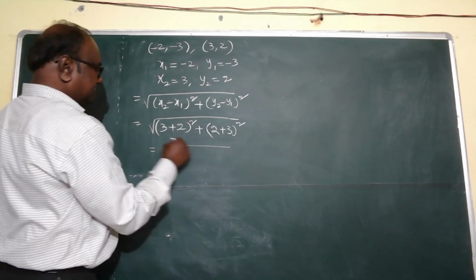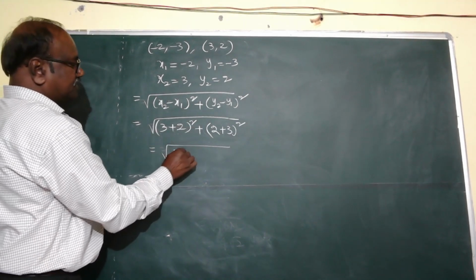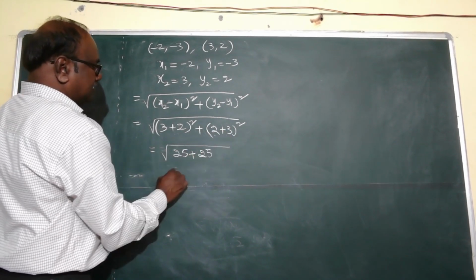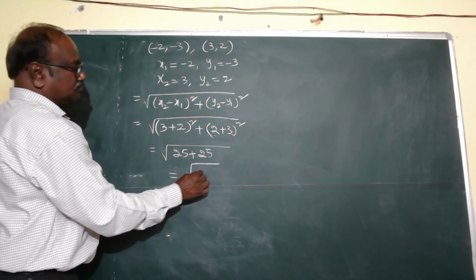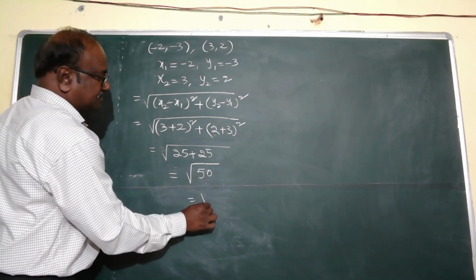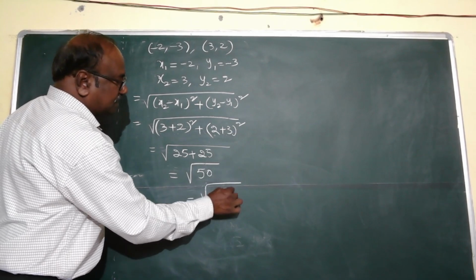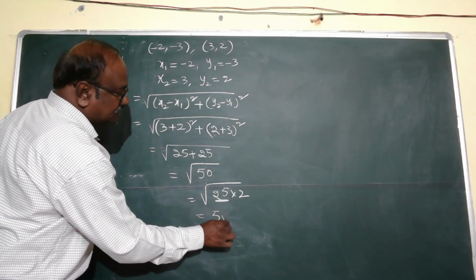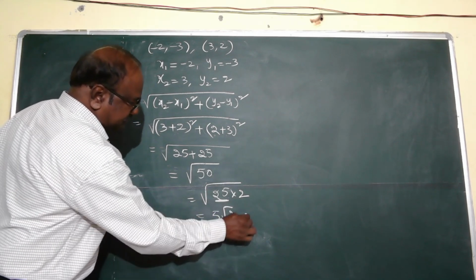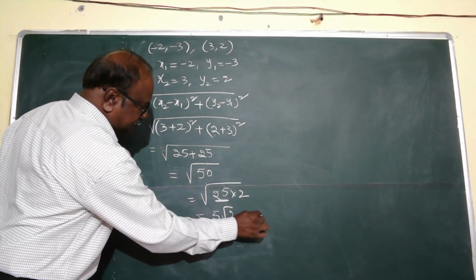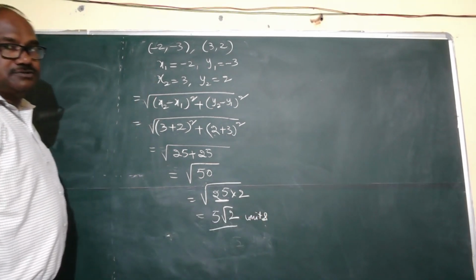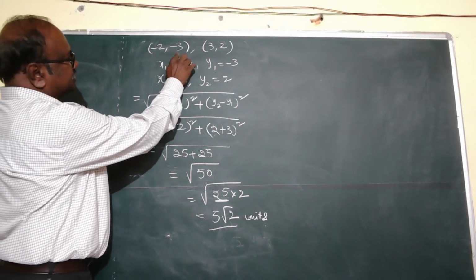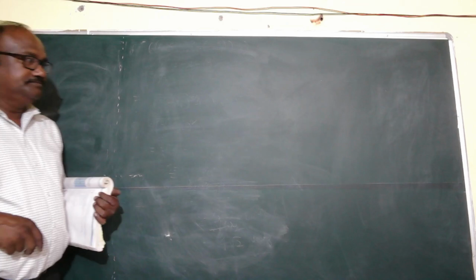Shall I do directly? 3 plus 2, 5. 5 square is 25. 2 plus 3, 5. 5 square is 25. 25 plus 25 is root 50. This can be written as under root 25 into 2. Root 25 becomes outside 5. 5 root 2 units. You write here, mention here units. 5 root 2 units is the distance between these two given points, -2, -3 and 3, 2.